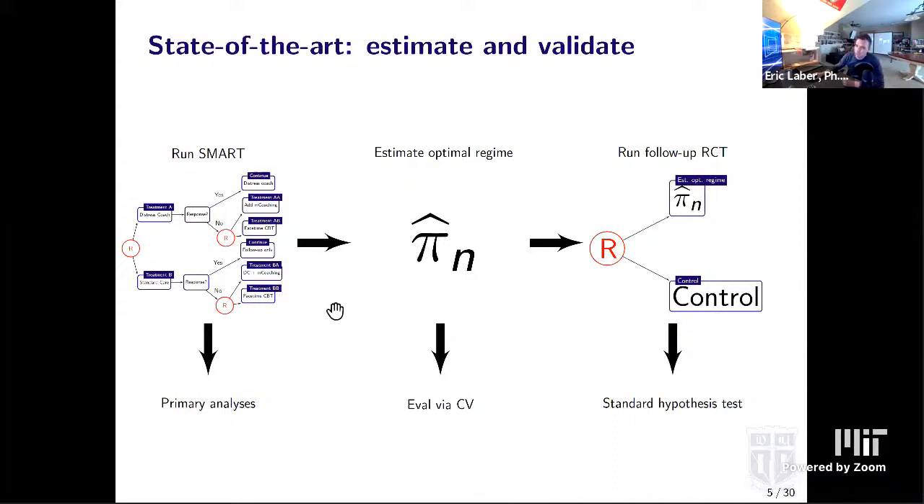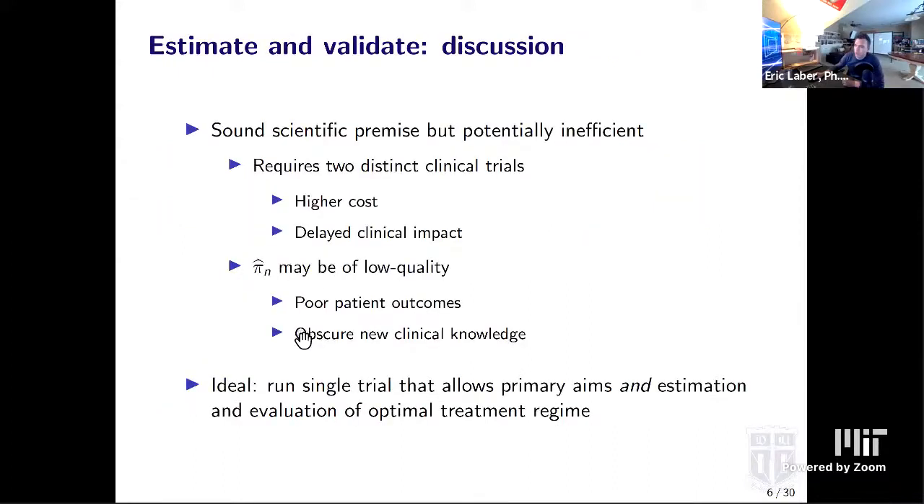And so the ultimate result is potentially worse patient outcomes, but also we may obscure critical factors in pi hat or new clinical information that would be contained in a high quality personalized treatment strategy. And so in some ways, the ideal thing is to run a single trial that allows primary aims to be conducted or evaluated, and also to estimate and evaluate an optimal treatment regime. So we want to size the study so that we can estimate pi hat with a guarantee in terms of its precision and performance, and then also be able to do some kind of test regarding pi hat.